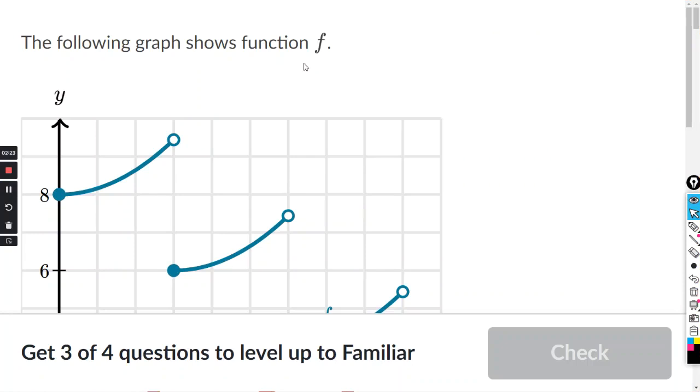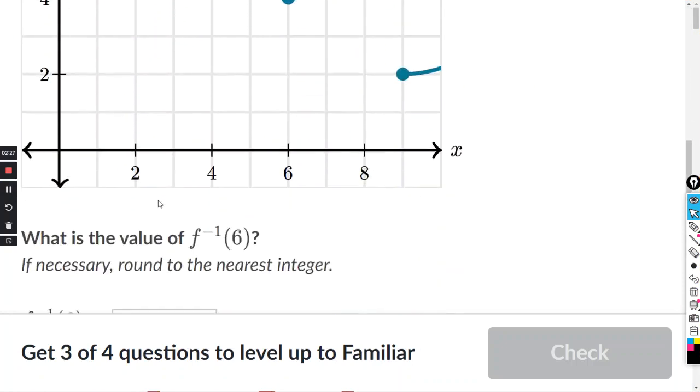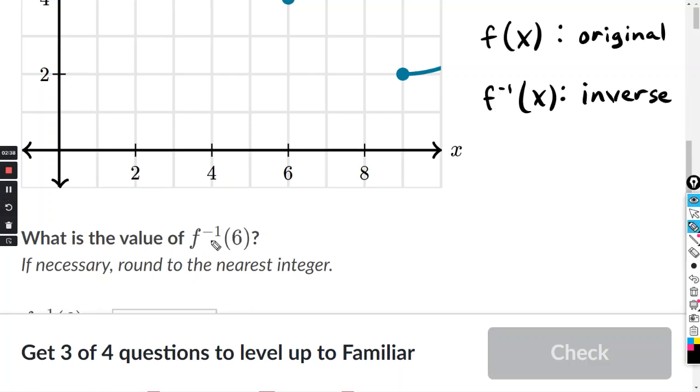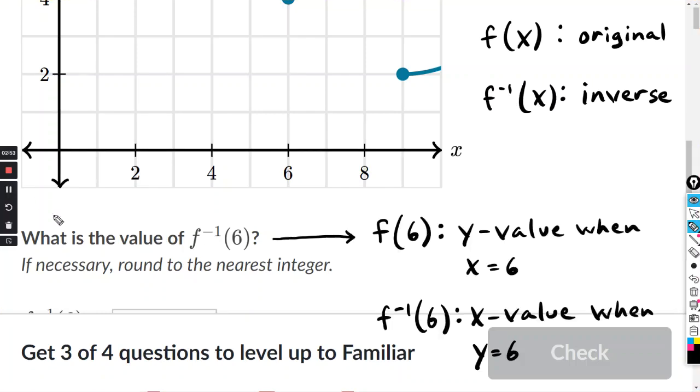Okay, it says the following graph shows function f, and they want to know what is the value of the inverse of f of 6. All right, so this -1 right here is not an exponent. That stands for the inverse of function f. So if f of x is the original, this right here would represent the inverse of f of x. So if you recall, f of 6 would be the y value when x equals 6. But for the inverse function, you want to reverse x and y. So the inverse f of 6 is going to be the x value when y equals 6. So that's all we have to find on the graph, the x value when y equals 6.